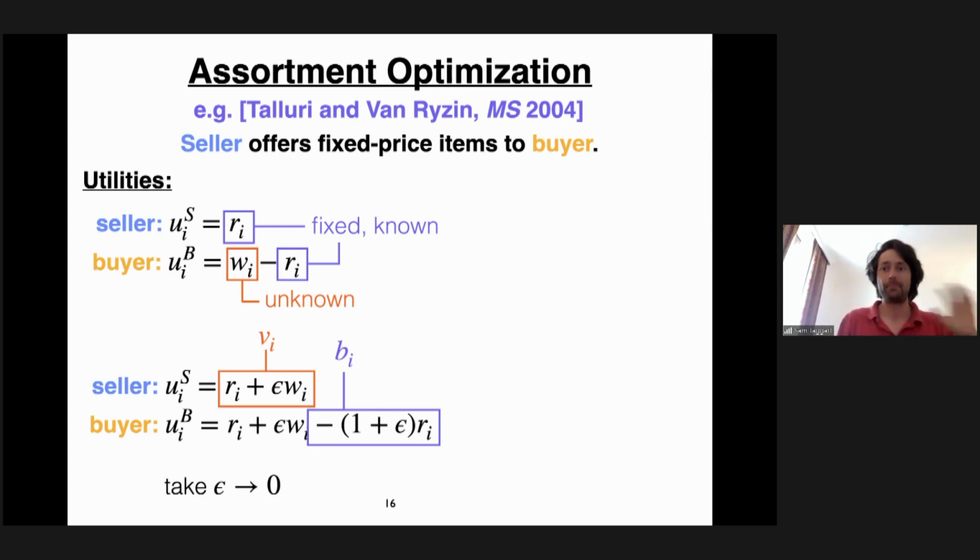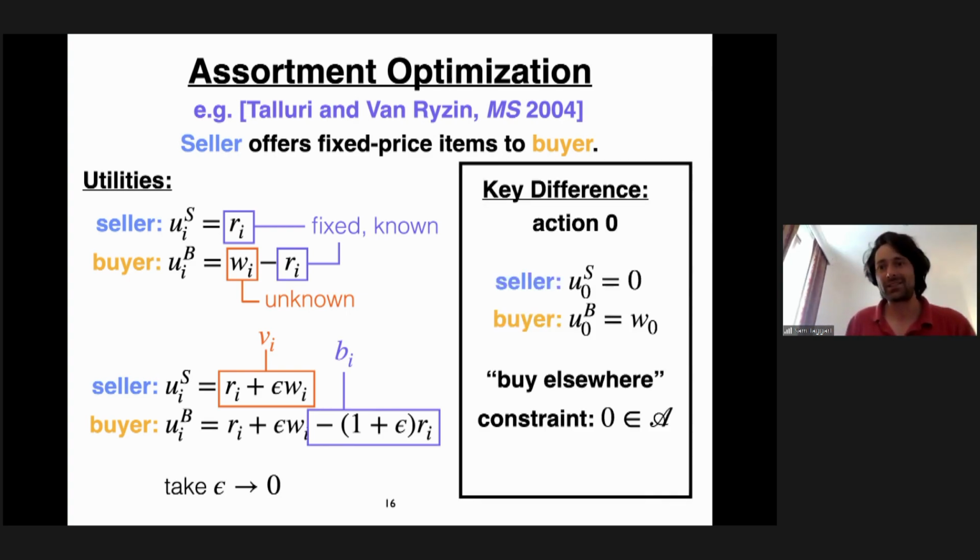I just showed you. We're not quite there yet, though, because usually in the assortment optimization literature, it's standard to assume that the buyer can walk away. They can either choose not to purchase, in which case the seller gets zero utility and the buyer gets zero utility, or maybe they go and purchase somewhere else, in which case the seller gets zero utility and the buyer gets some positive utility. And the big distinction is that this no purchase option, action 0, the outside option, is always available to the buyer, no matter what set the principal chooses.